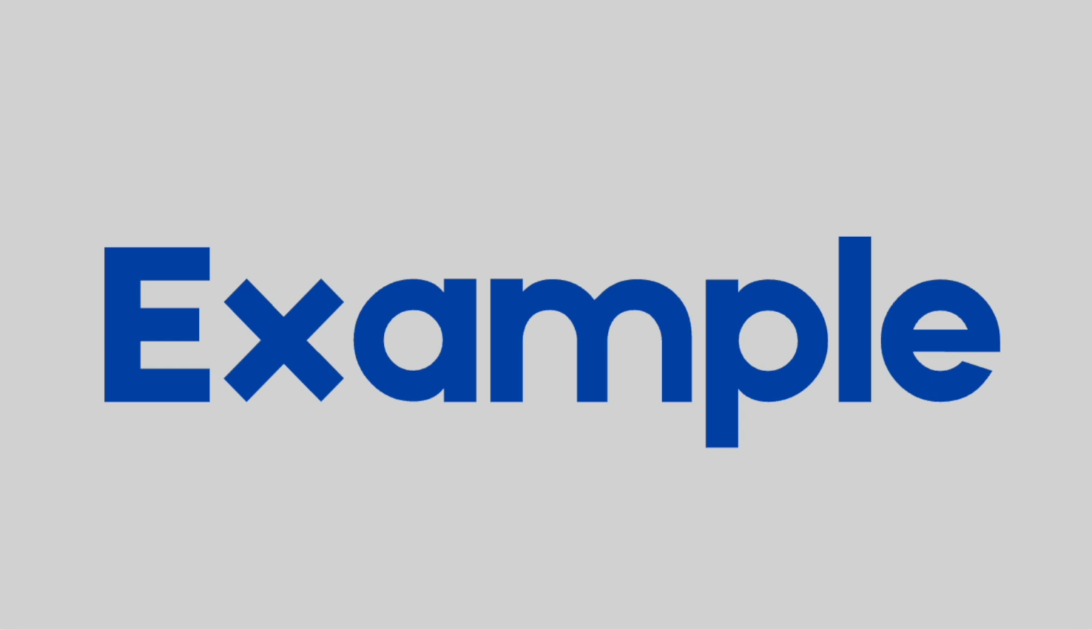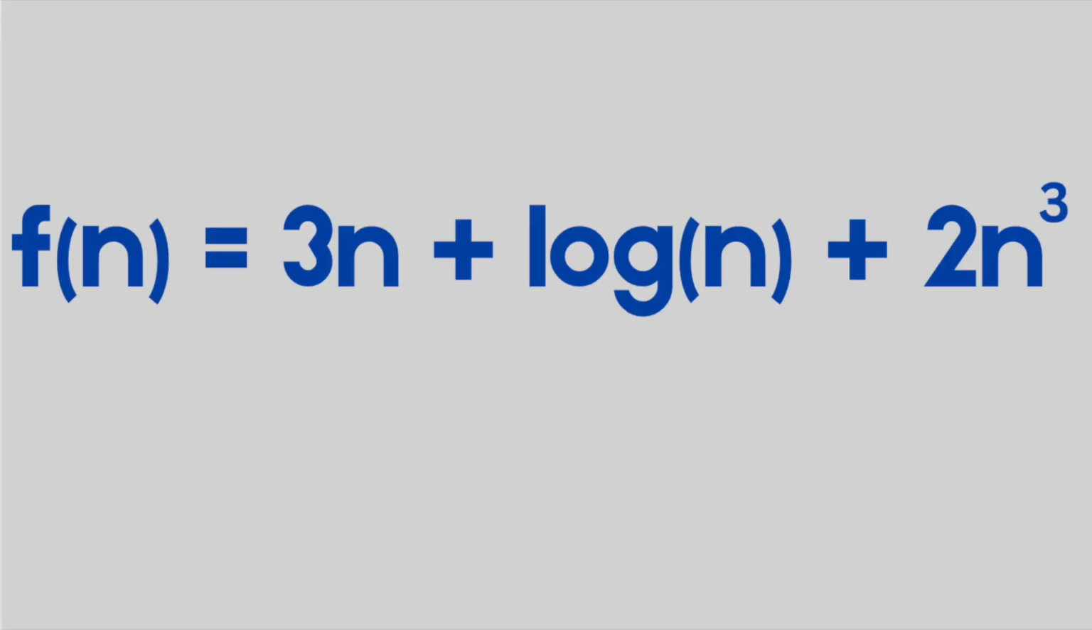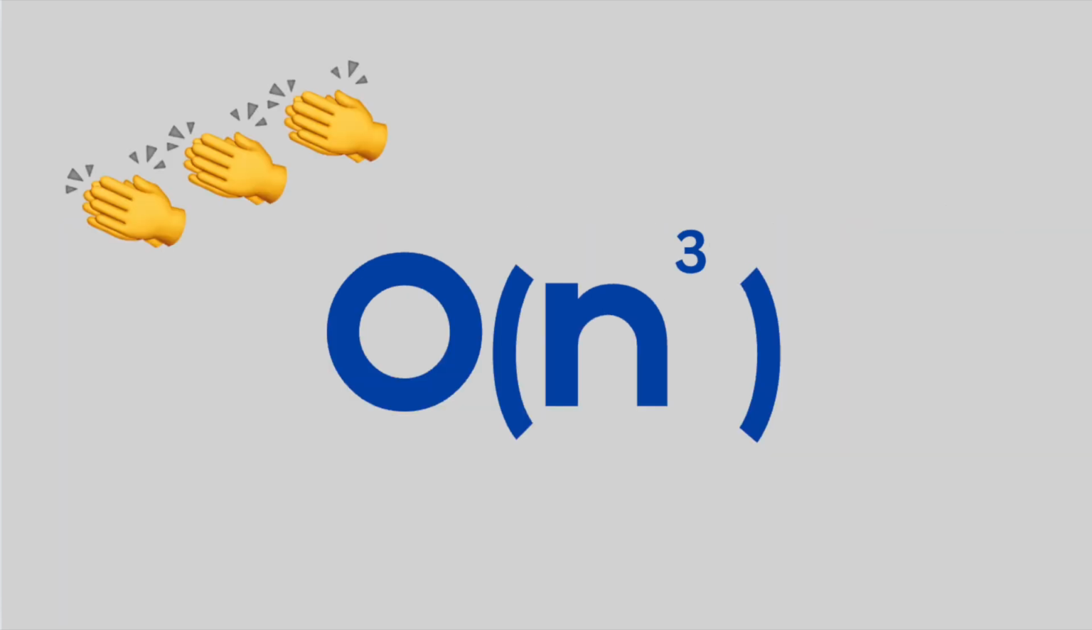Say we had the function f(x) = 3n + log n + 2n^3. Before we go through the solution, see if you can work out the answer for yourself. If you determined the running time was O(n^3), you got it right. Let's see how we could get to this answer.